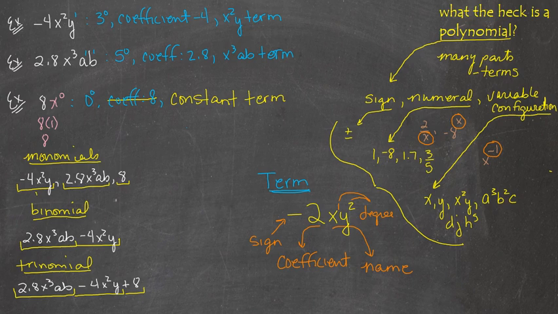So a monomial has one part, a binomial has 1, 2 parts, and a trinomial has 1, 2, 3 parts. After that, we tend to just call them 4-term polynomial, 5-term polynomial, rather than having a special name for them. So the last bit of information that you need to know at this stage about polynomials is that they are generally written in something called descending order.